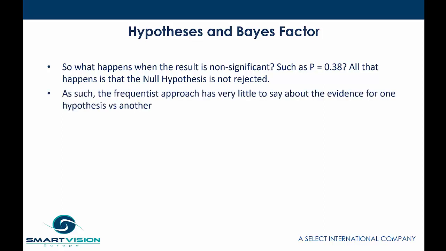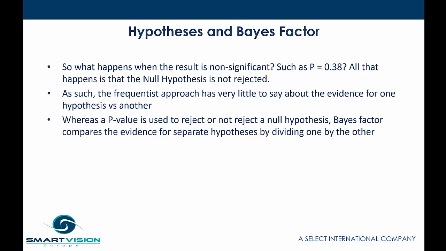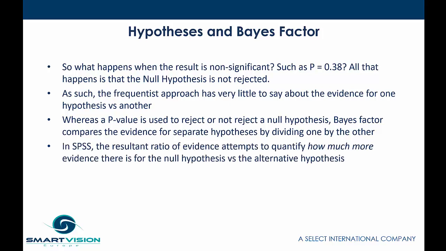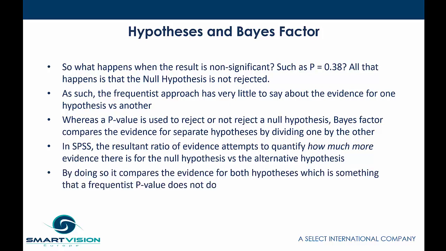As such, the frequentist approach has very little to say about evidence for one hypothesis versus another, whereas a p-value is used to reject or not reject a null hypothesis. Something like a Bayes factor compares the evidence for separate hypotheses by dividing one by the other. In SPSS, the resultant ratio of evidence attempts to quantify how much more evidence there is for the null hypothesis versus the alternative hypothesis. And by doing so, it's comparing evidence for both hypotheses, which is something that a frequentist p-value does not do.